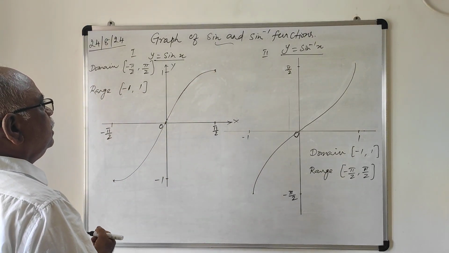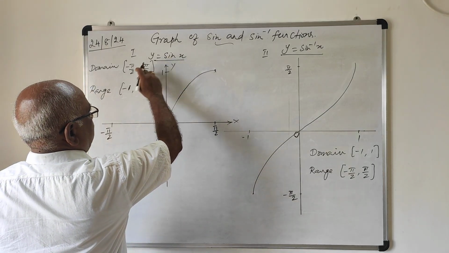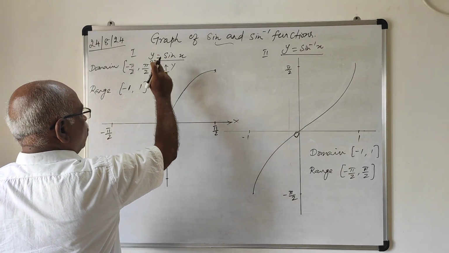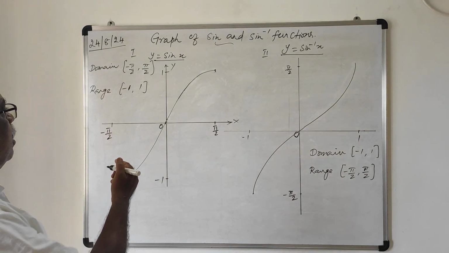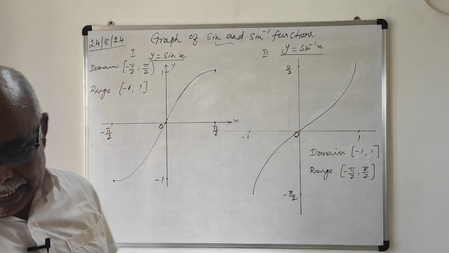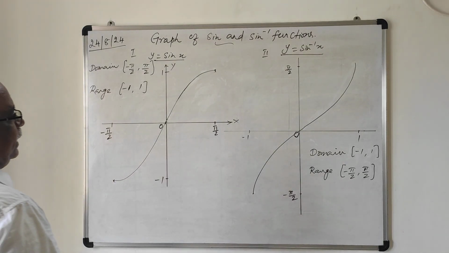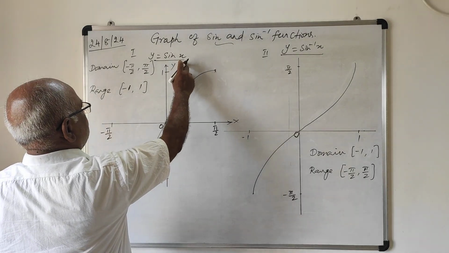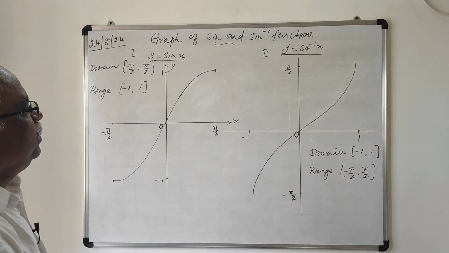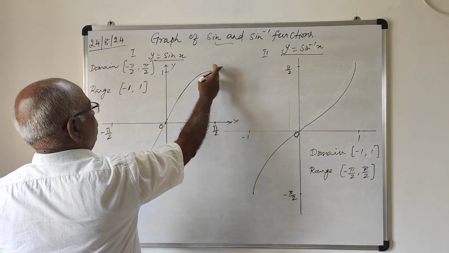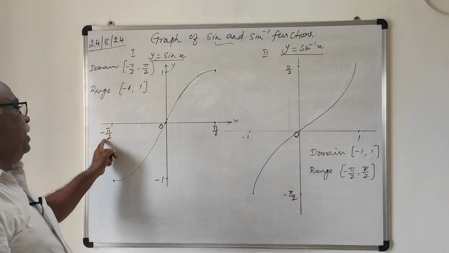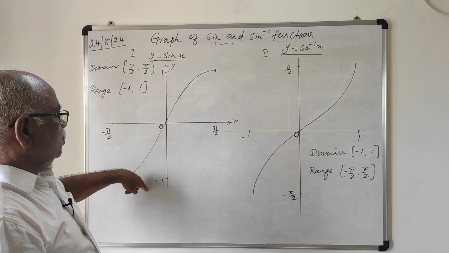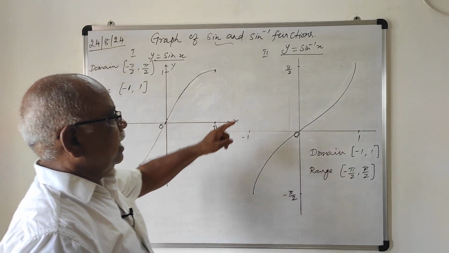The amplitude of sine x is 1, and the period is 2 pi. Period of sine function is 2 pi and amplitude is 1. So this is the graph of sine x. It passes through the origin. And the domain is minus pi by 2 to pi by 2 and range is minus 1 to plus 1. Come to this graph 2.